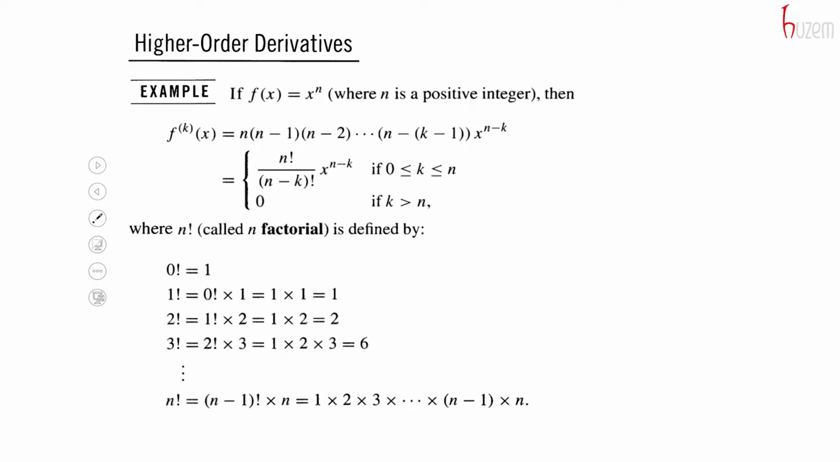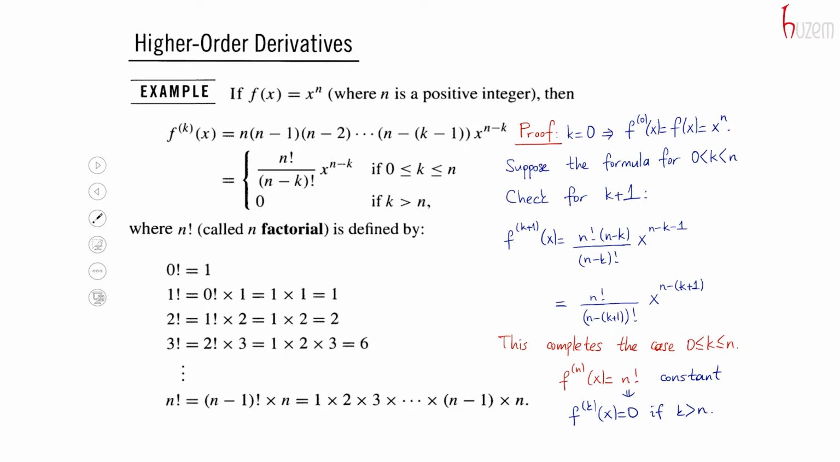The derivative of x to the power n is n times x to the power n minus 1, and the derivative of this one will be n times n minus 1 times x to the power n minus 1 minus 1. So if you keep doing this, you'll get a formula like this for each k. But how do you prove this? There is this induction method, which is very powerful for proving claims or formulas involving integers. Since k is an integer, we can prove this formula using induction.